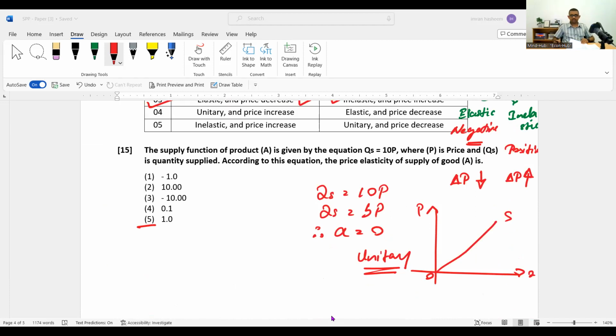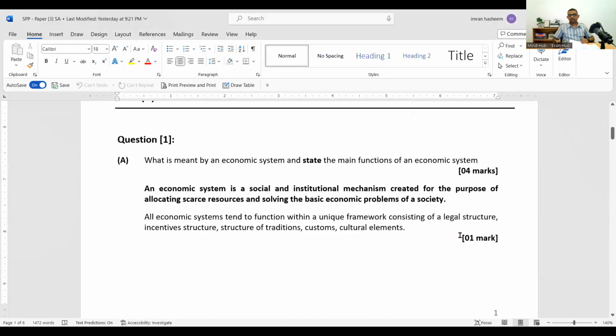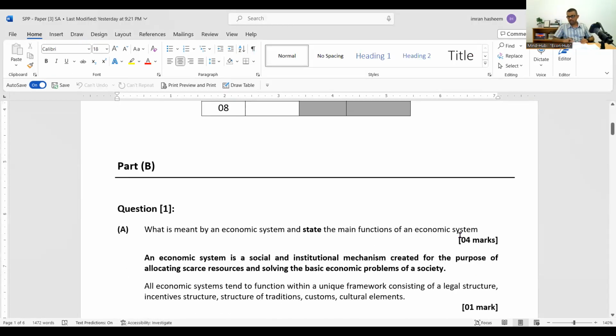Let's look at the suggested answer material, which you guys have, the PDF was shared for this part B questions. We quickly do a run through, that's all. Some guidance I will give because comprehensive answers are given.